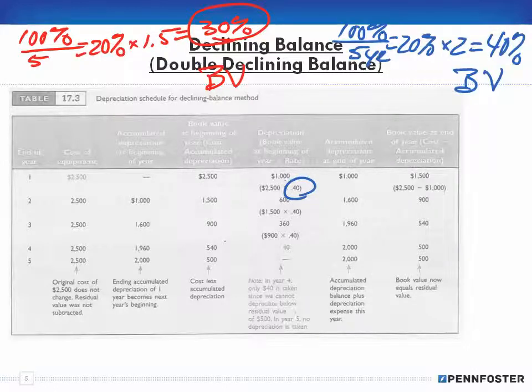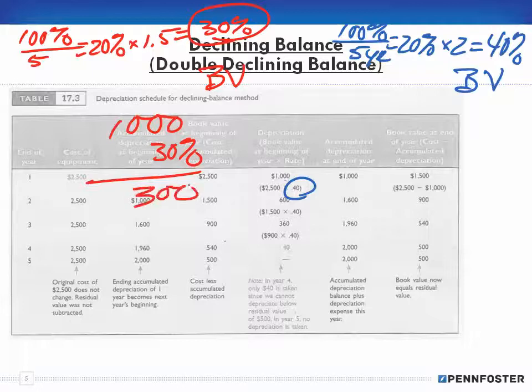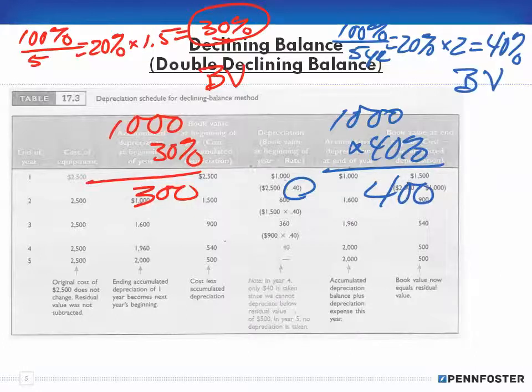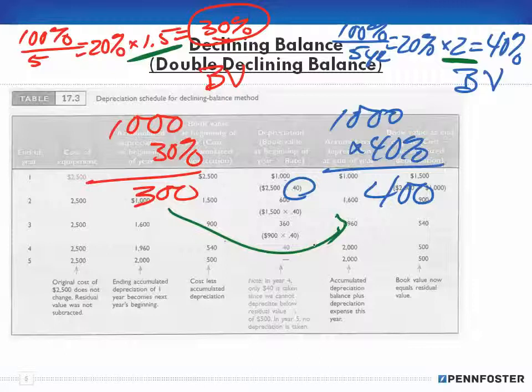Obviously, if you have $1,000 and you multiply it by 30%, you get 300, right? And if I had 1,000 again, and I'm multiplying it by 40%, I get 400, right? So now you can see why using the different factors creates a different amount of depreciation.